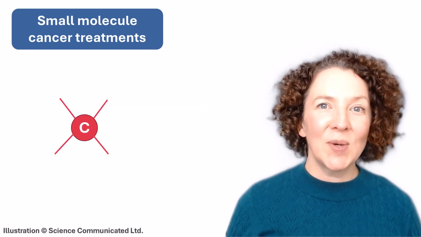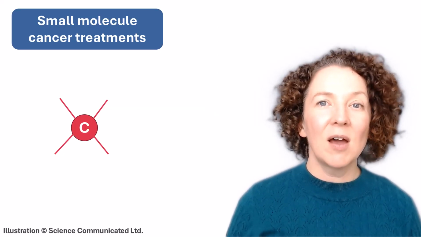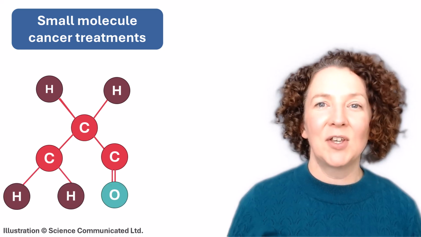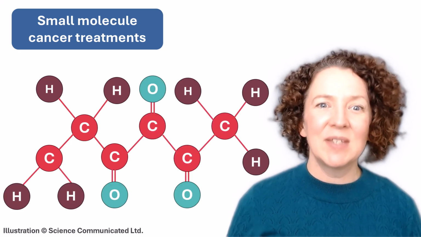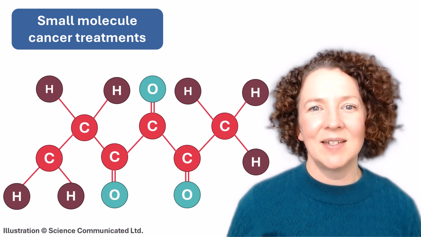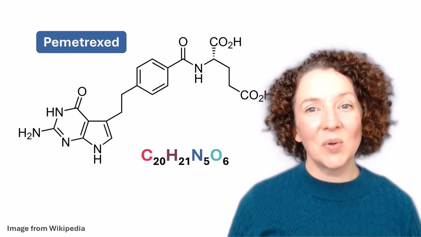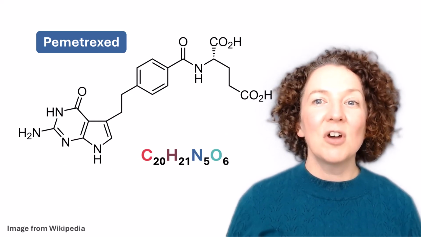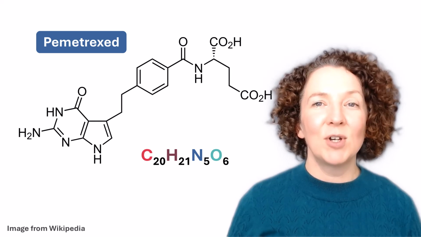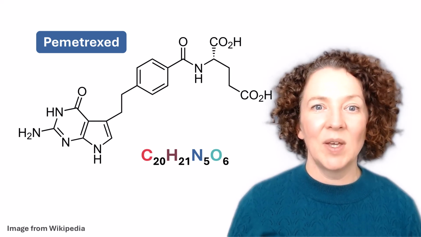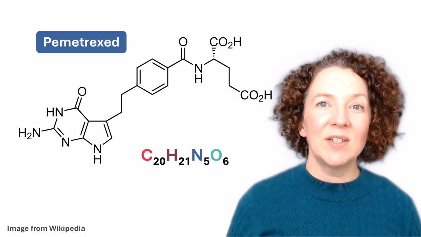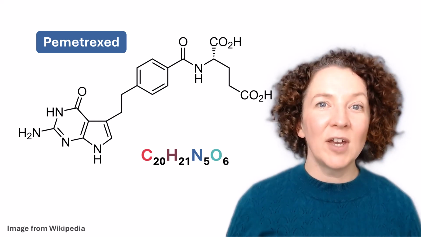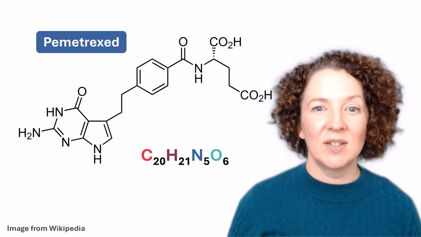The molecules we use as cancer treatments are larger than a water molecule. Small is all relative. They're much bigger than water, but still small by molecular standards. Here's an example, pemetrexed, one of around 100 drugs we group together under the name chemotherapy. Pemetrexed contains 20 carbon atoms, 21 hydrogens, 5 nitrogens and 6 oxygens.